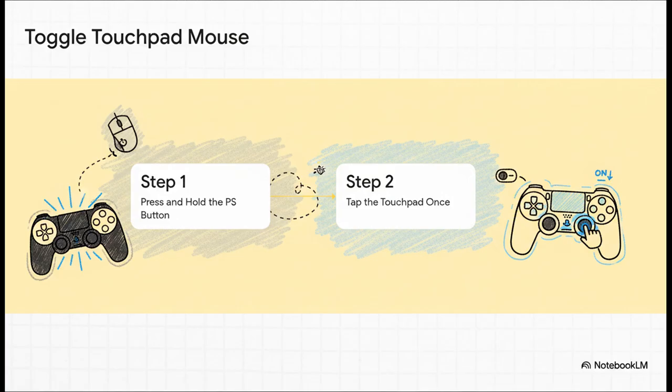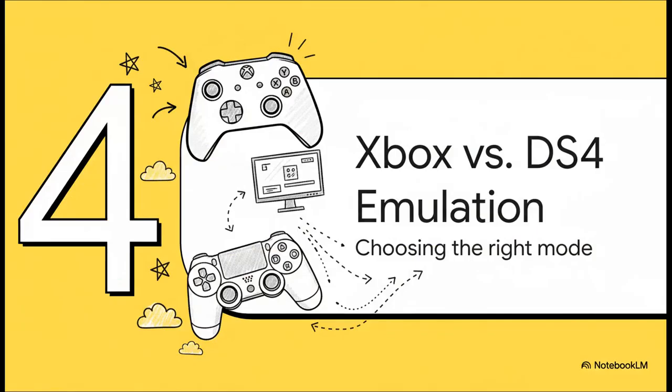And check this out. There's a brilliant little trick baked right into that default profile. Your controller's touchpad can act like a computer mouse, which is awesome for navigating menus. But what if it's getting in the way while you're actually playing? It's simple. Just press and hold the PlayStation button, and while you're holding it, give the touchpad a single tap. Boom. That toggles the mouse control on or off. Super useful.